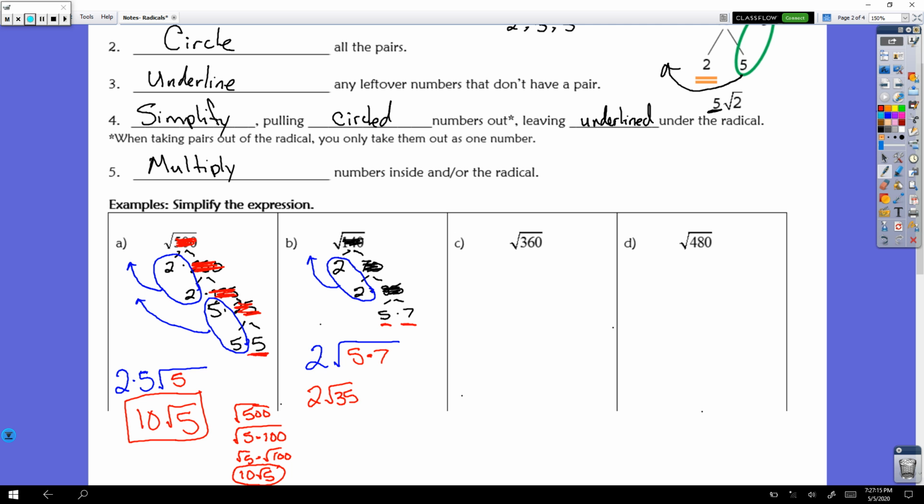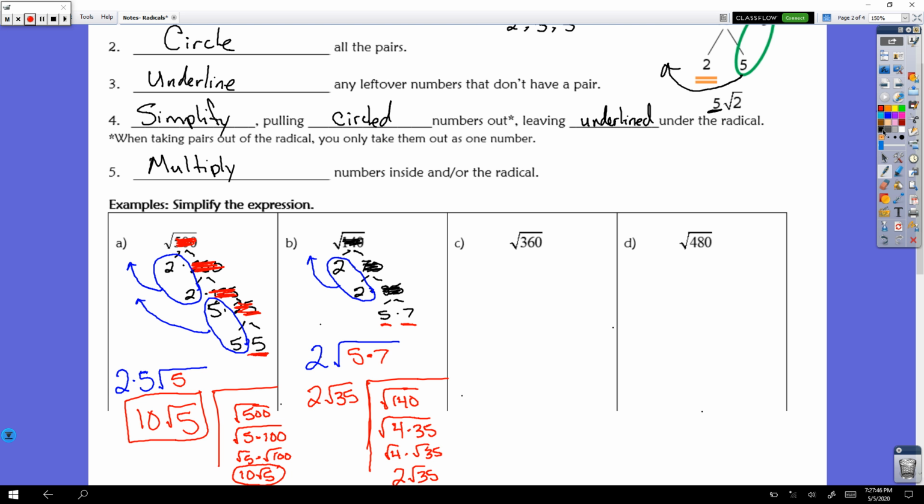Now again, if you wanted to do the perfect square way, I can see that I can take a 4 out of 140, right? So if we had the square root of 140, that would be the square root of 4 times 35, which would be the square root of 4 times the square root of 35. Square root of 4 is 2. Okay.